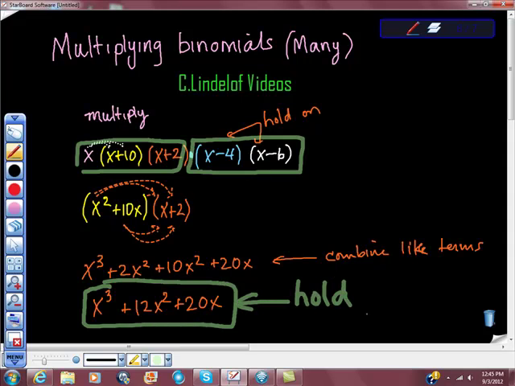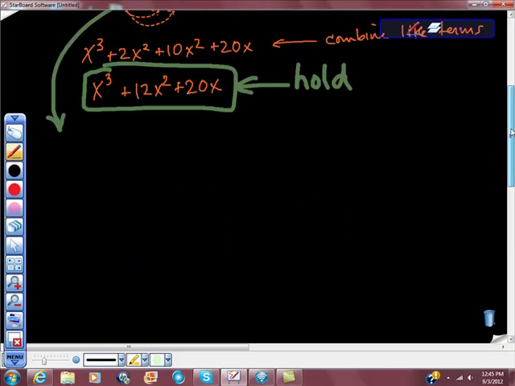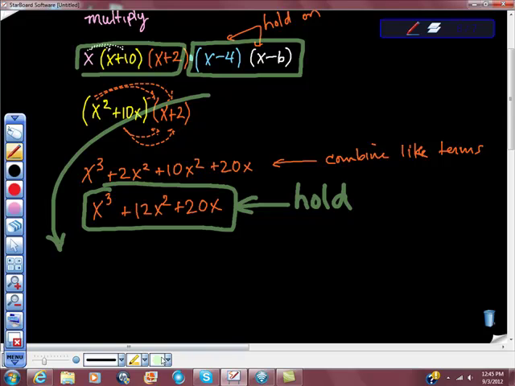I'm going to hold this piece, and I'm going to take this piece up here, and I'm going to drag this thing down here. I'm going to work on this problem now. Whoops. Sorry. So I'm going to work on that piece now. This is a very, very arduous process, but this is how you do it. x minus 4 times our x minus 6 here, right? I'm going to go ahead and FOIL this out.